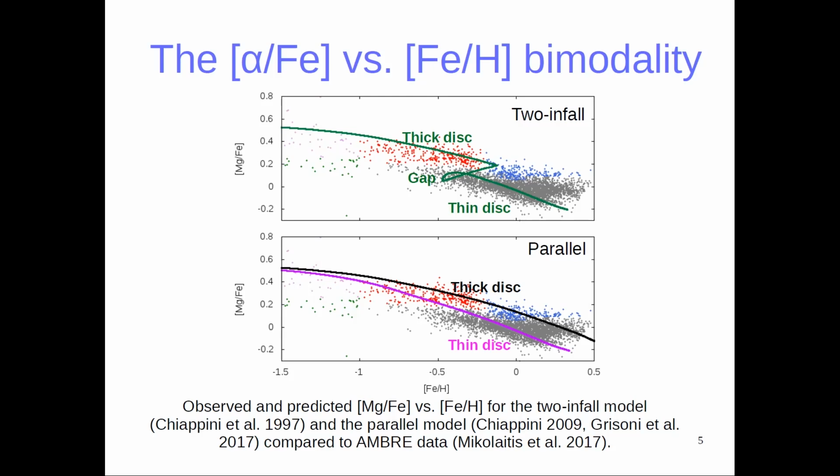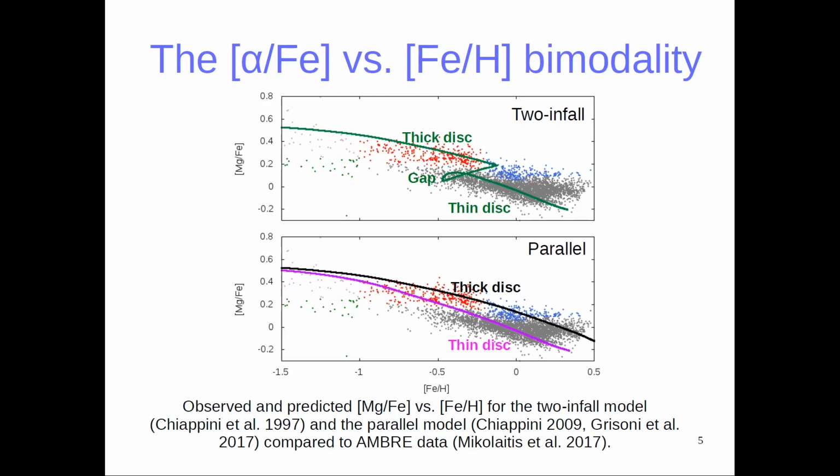On the other hand, in the parallel approach, we disentangle the evolution of the thick and thin disks, but also in this case, we have a thick disk forming much faster, and so it's alpha enhanced with respect to the thin disk that evolves slowly.